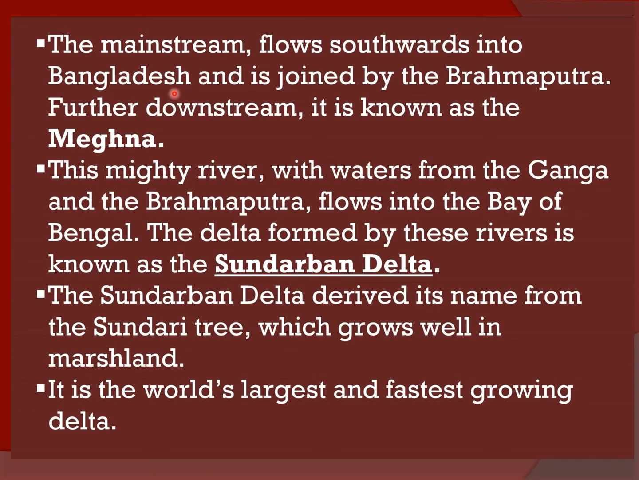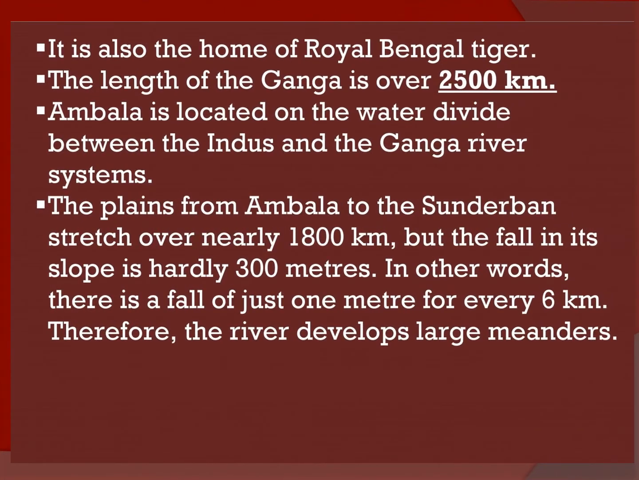Meanwhile, the mainstream reaches Bangladesh, where it is joined by the Brahmaputra. It goes further downstream and is known as the Meghna. And this is where the Sundarban Delta is formed by the Ganga and the Brahmaputra rivers. It got its name from the Sundari tree. It's known for growing well in this marshland. And like I said, it is the world's largest delta and is still growing very fast. The Sundarban Delta is also the home of one of India's most famous animals, the Royal Bengal tiger.